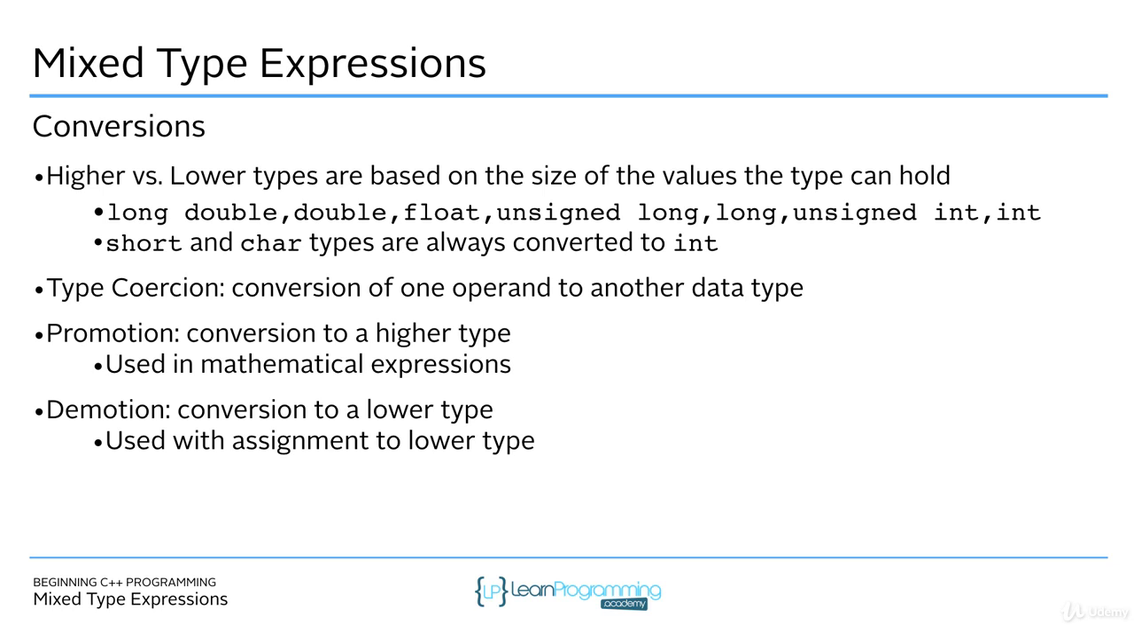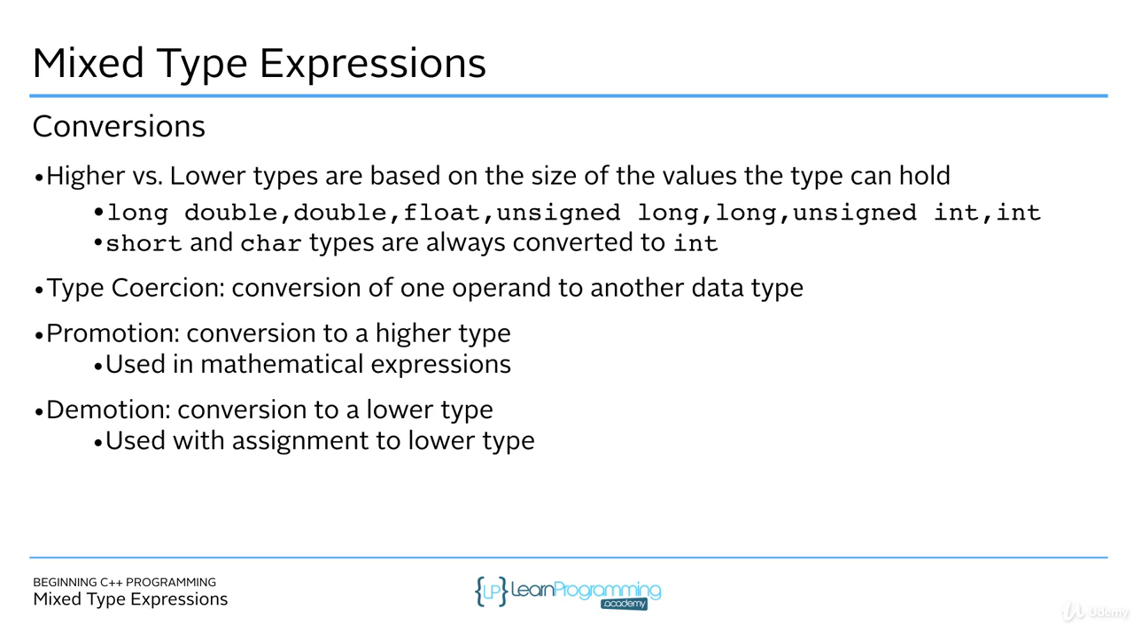In order to understand how these conversions happen, we need to understand higher versus lower types. The idea is simple. The lower types are those types that can hold smaller values, and the higher types can hold larger values. So a long double is of higher type than a long, and a long is of higher type than an int. The idea is that we can typically convert from a lower type to a higher type automatically, since the lower type's value will fit into the higher type, but the opposite may not be true. Short and character types are always converted to integers.